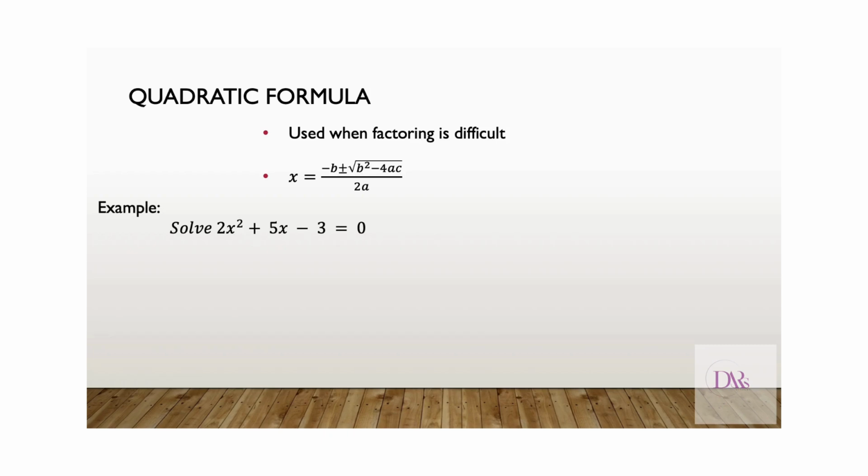We're going to solve 2x squared plus 5x minus 3 equals 0. First, we need to identify a, b, and c of the quadratic equation. In this particular equation, a equals 2, b equals 5, and c equals -3.